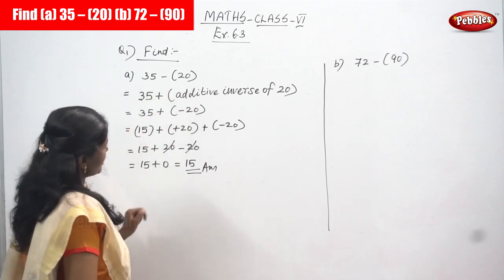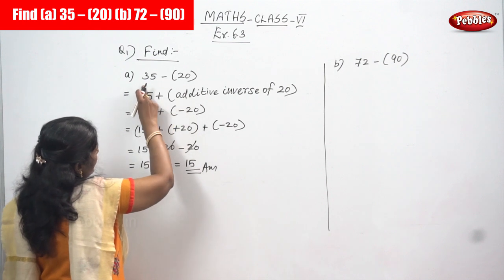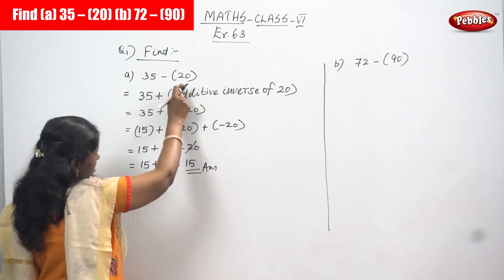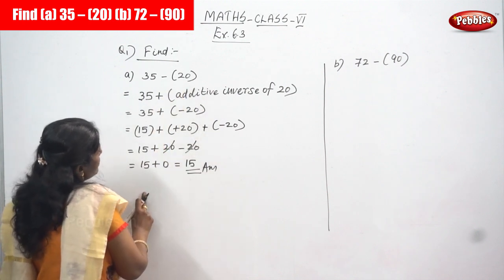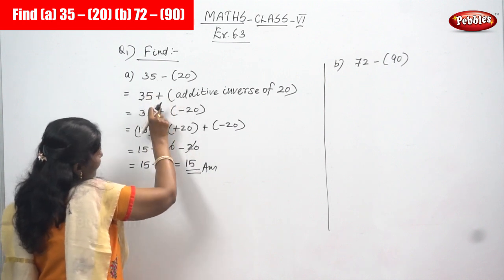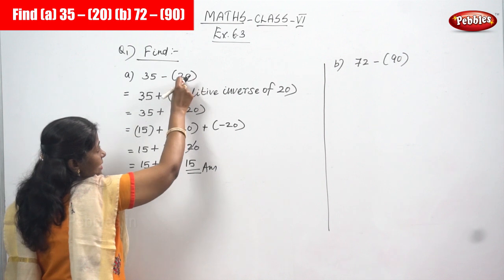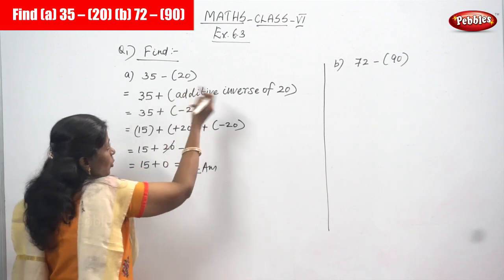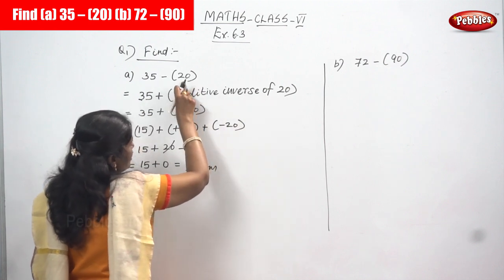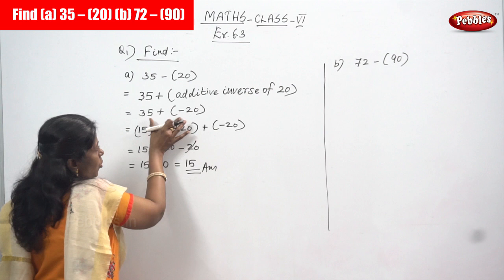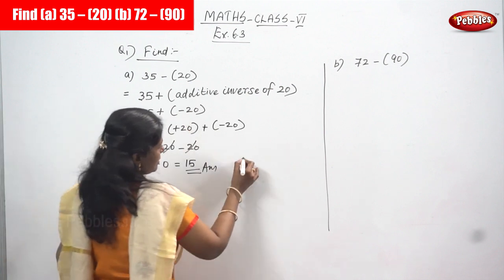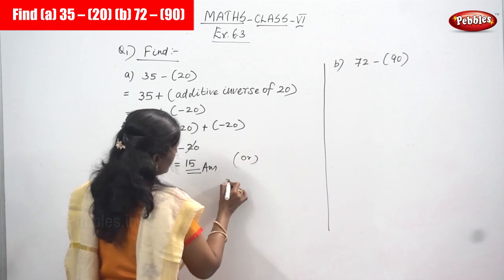I will explain only this particular place. Here 35 is a positive integer, minus, and within the bracket 20 is also a positive integer. So 35 and this minus become plus, and inside the bracket this plus 20 you have to write as the additive inverse of 20, meaning you change this positive integer to a negative integer. That is the only change in the sum, nothing else. Otherwise you can choose one more method. If it is a little confusing, I will tell you one more thing.